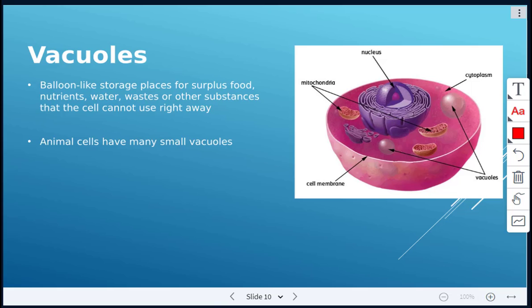All right, the next structure we're going to talk about is the vacuoles. These are the balloon-like storage places for things like surplus food, nutrients, water, as well as wastes or other substances that the cell cannot use right away. In this cell, we can see a vacuole right here. Again, this is an animal cell, and animal cells have many small vacuoles. We can see another vacuole right here.